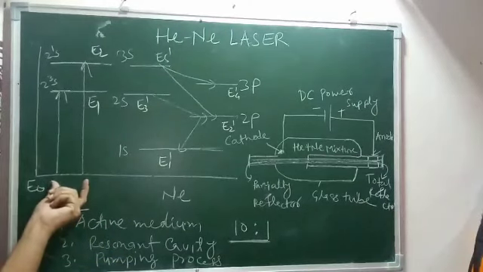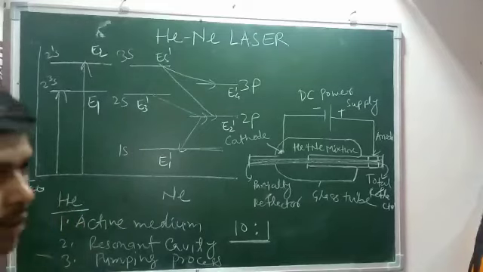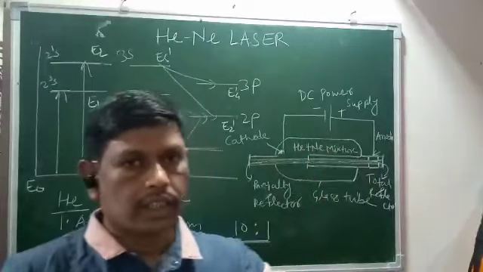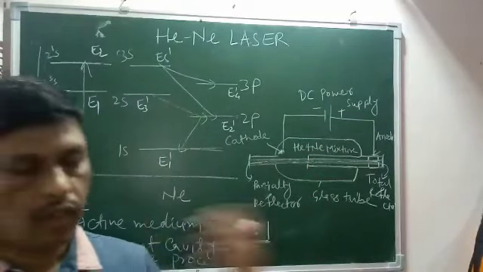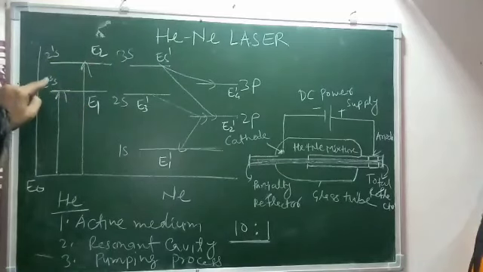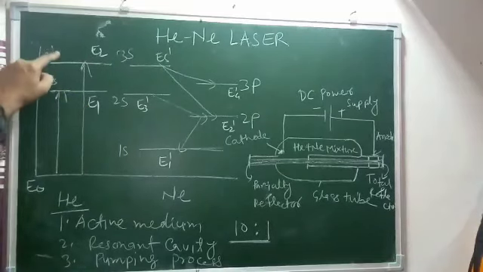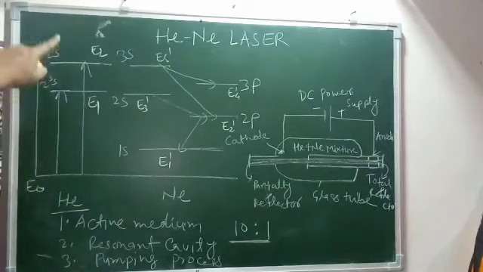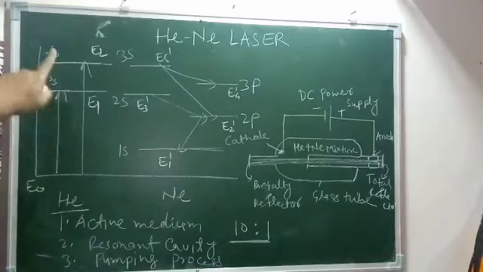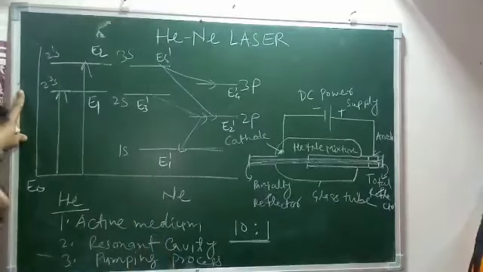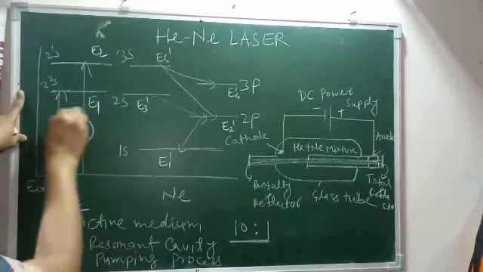Here the ground state helium atom interacts with the electron and is excited, forming the energy levels E1 and E2, which correspond to the 2³S and 2¹S levels. So this transition comes into the picture because of the collision of electrons with the helium ground state particles. So this is the process of collision.